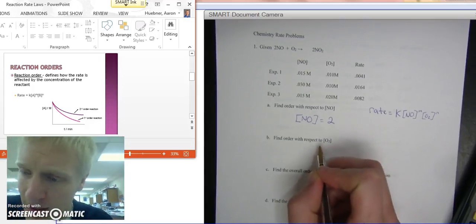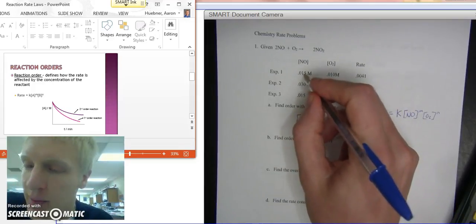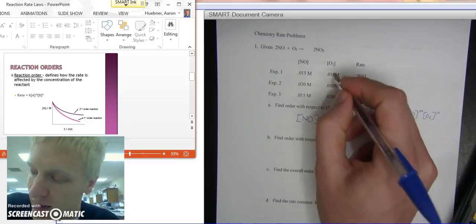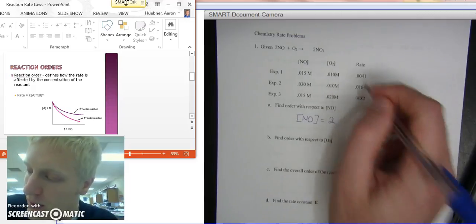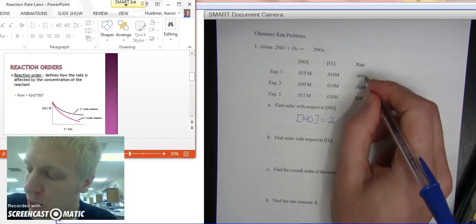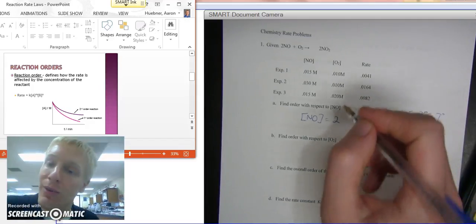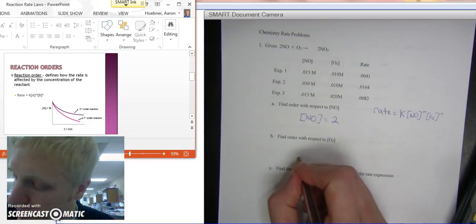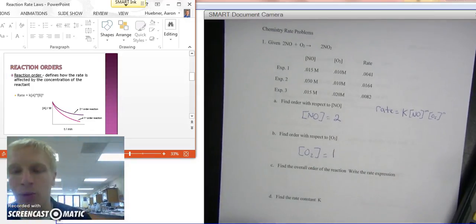Doing the similar thing for O2, I have to see where NO doesn't change. It's between experiment 1 and 3. NO doesn't change at all, and O2 doubles. So the impact of this O2 doubling, I have to compare to my rate. If I take 0.0041 times 2, I'm going to get 0.0082. So I just doubled it once to get where I want to be. So O2 has an order of 1.